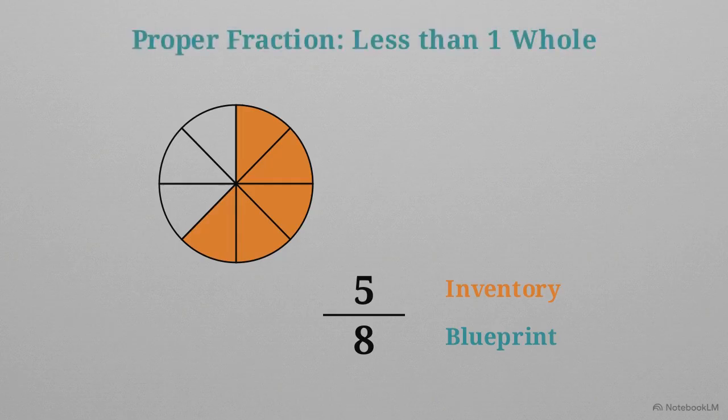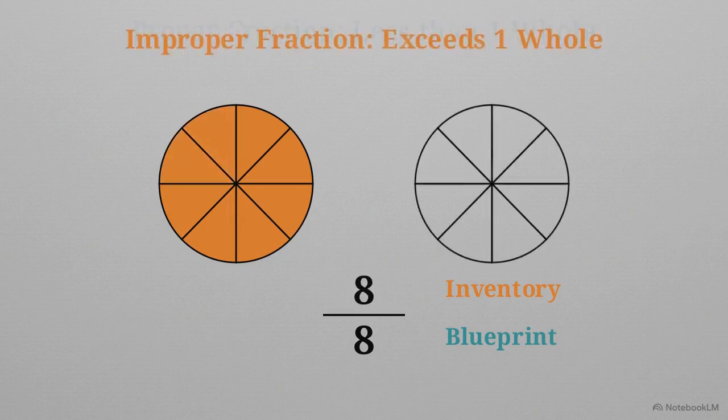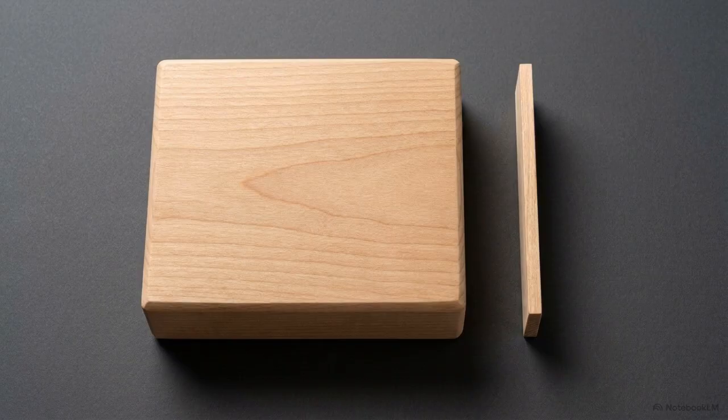If your inventory count is lower than the total cuts, you have a proper fraction, less than one complete whole. If your inventory exceeds the blueprint, you have an improper fraction. You possess enough pieces to fill one whole, spilling into a new shape. When you view fractions as physical objects, comparison is immediate.